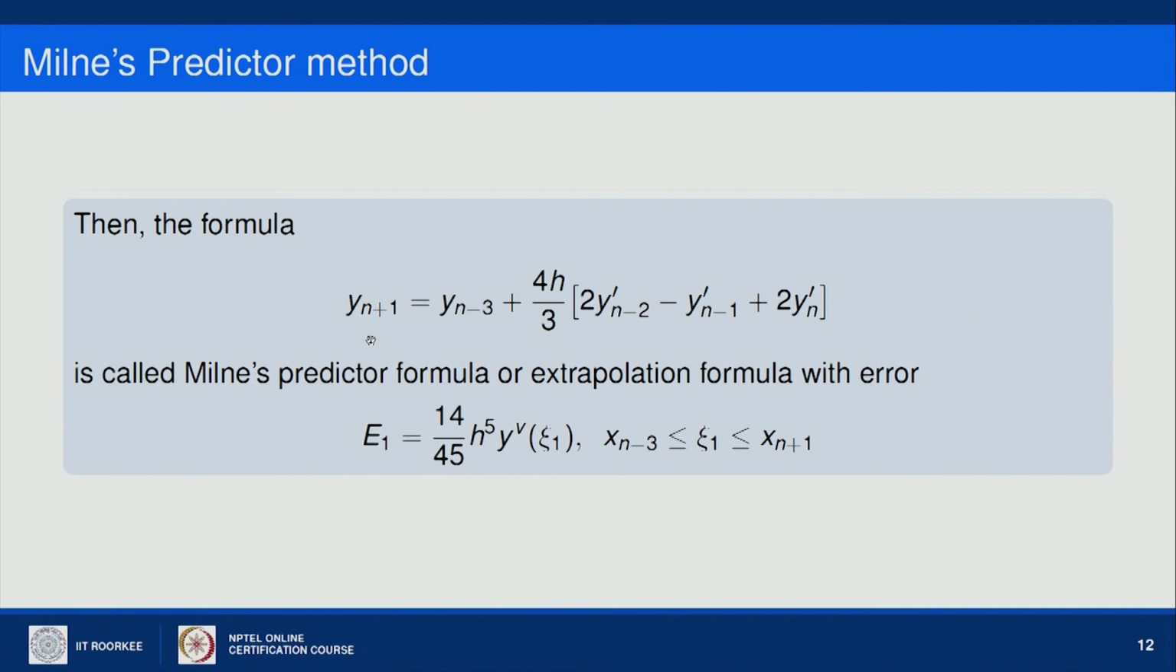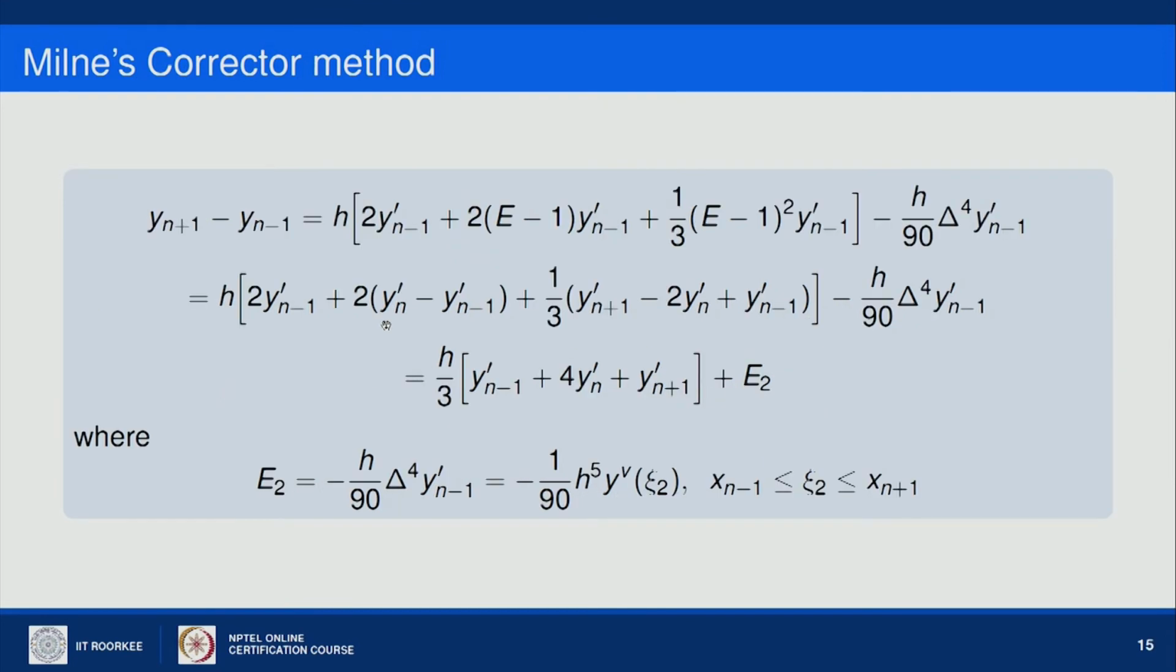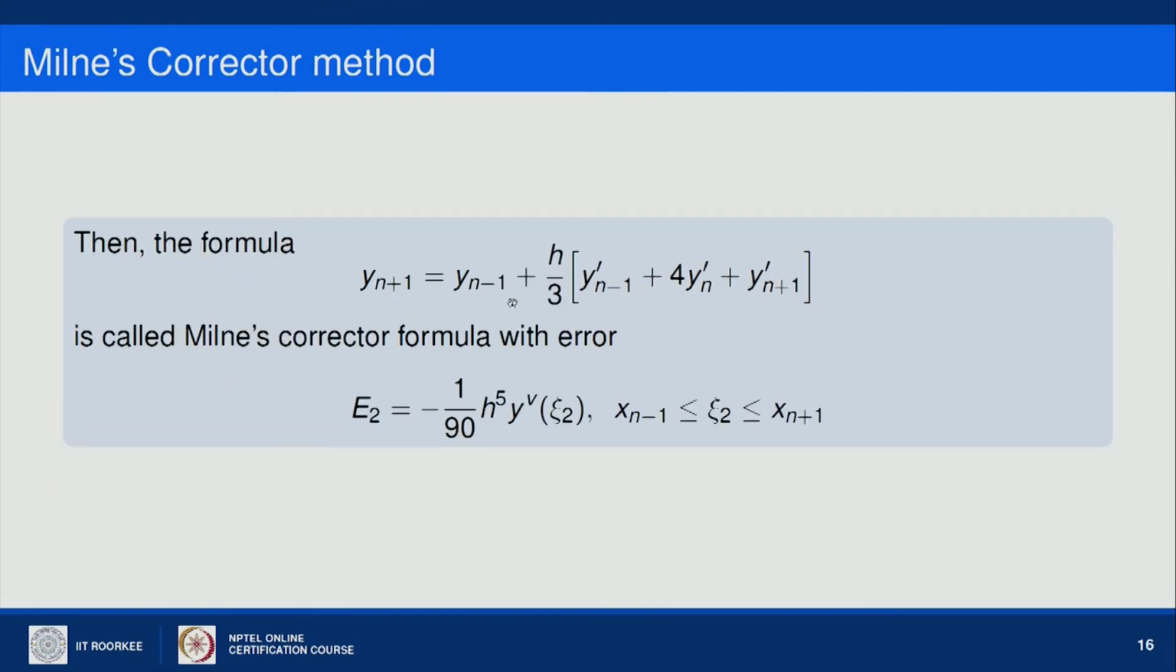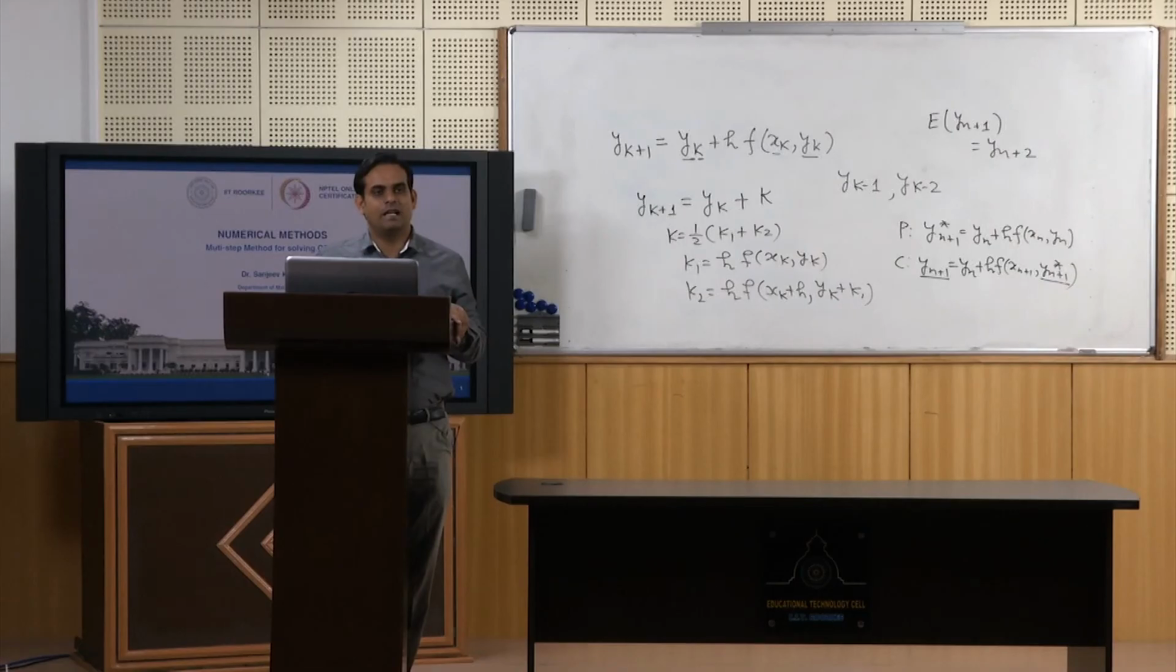From here we will get an initial value or a predicted value of yn plus 1, which will be corrected by the corrector formula, this one which we have just derived. So the combination of these two formulas is called Milne's PC formula, the predictor corrector method.